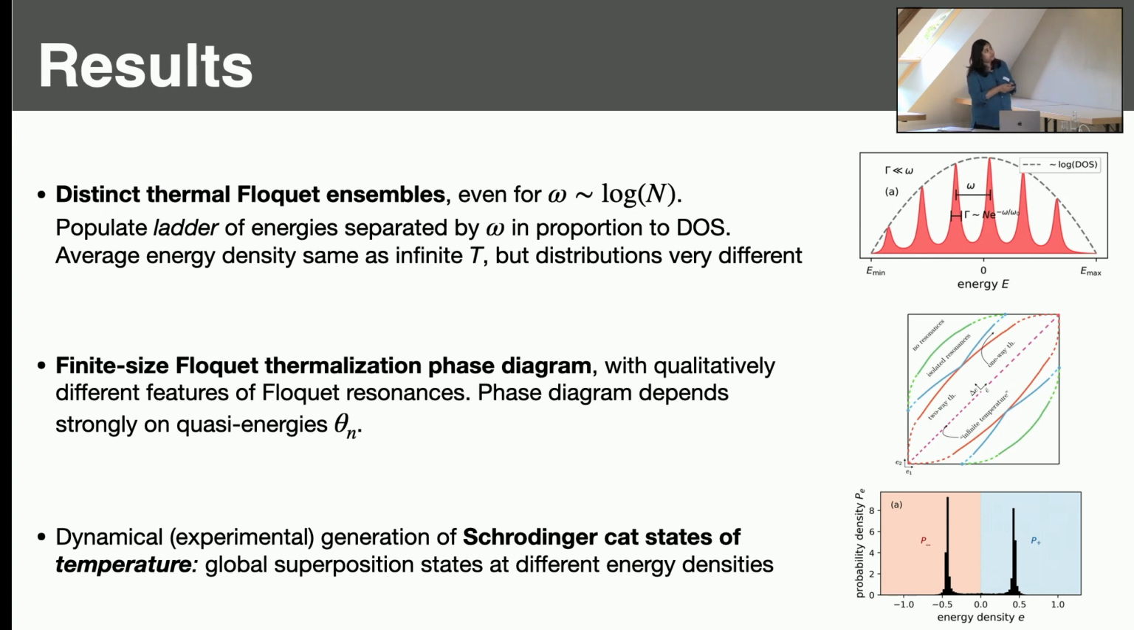Then I'll show you a full finite size Floquet phase diagram with many different kinds of heating regimes, which are distinguished by the properties of Floquet resonances. I'll tell you what these resonances are. And one key thing is that this phase diagram depends strongly on the quasi-energies theta n.